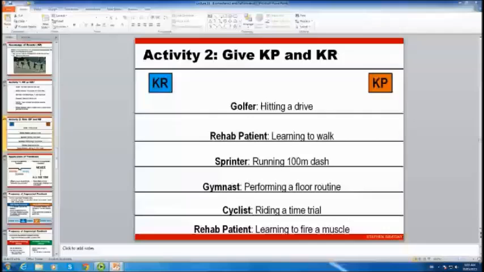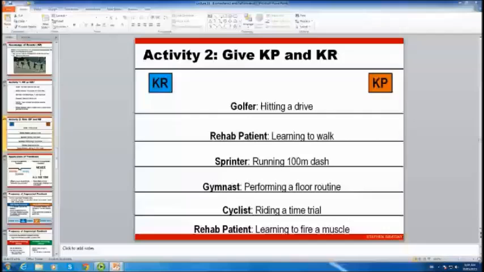Bend your knees. Poor technique. Point your toes. All these are correct. The concept between KP and KR: when we want to use knowledge of results, it's outcome-based, summary-based. When we're using knowledge of performance, which is KP, it is performance analysis. Which one of these do you think matches up with qualitative feedback?